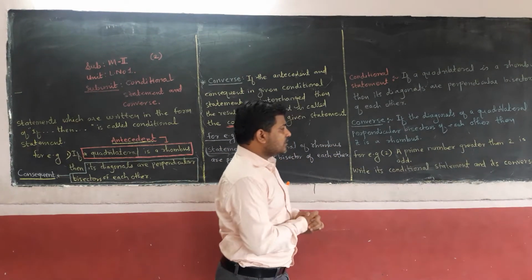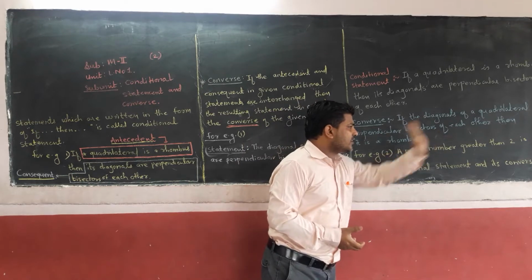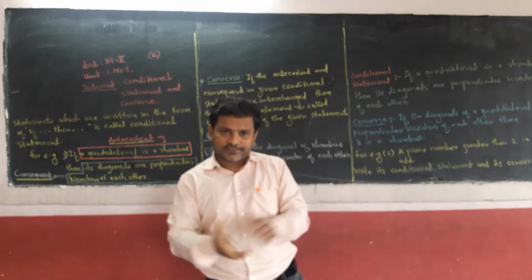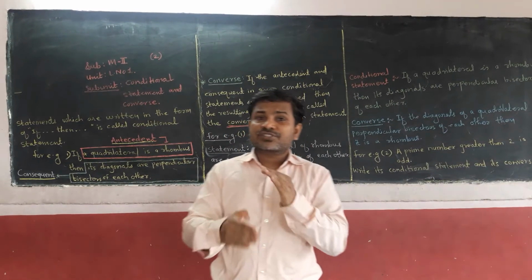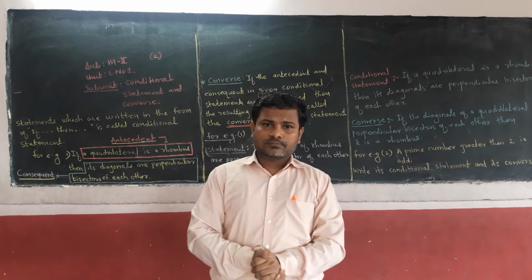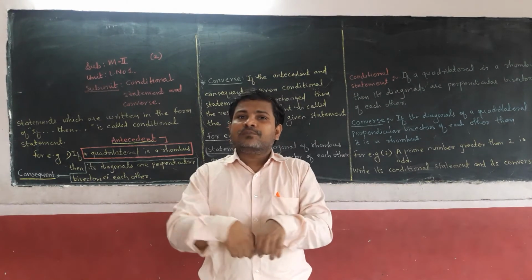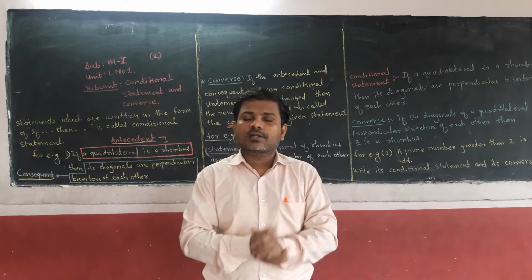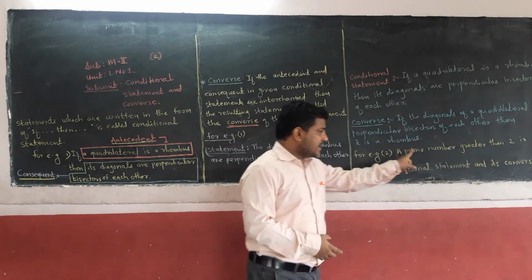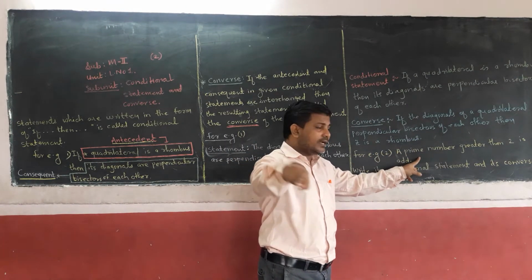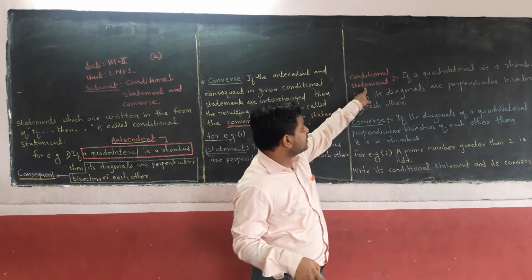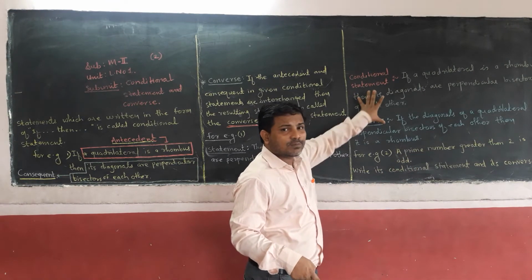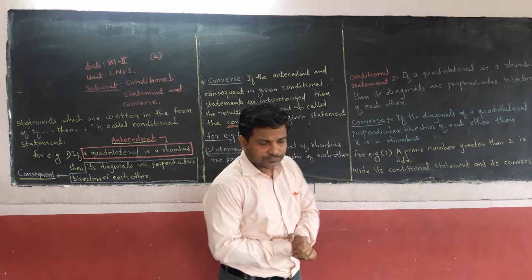One example is given to you. What is that example? A prime number greater than 2 is odd. You know that a prime number greater than 2 is obviously an odd number. Already you have learned in previous standard. Now this is a statement. Now what you are going to write in your notebook? You will write the conditional statement and you will write the converse with the help of this example. Understood? So please copy down.